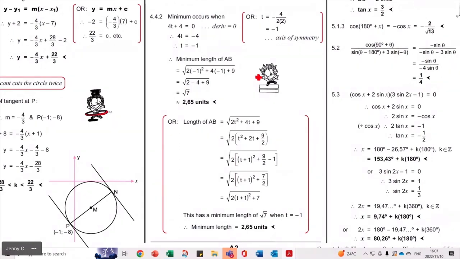Okay, so take the derivative, make it equal to 0, and then substitute in to get the minimum length of AB. You could also, because it's a quadratic, have used x equals minus b over 2a to get your axis of symmetry, and then substitute in to get the length of AB. You could also have completed the square and realized that, again, because it's a quadratic, the minimum of what's underneath is 7, which means the minimum of the whole thing is root 7. So a number of different ways of doing it, and I'm sure there might well be other ways.